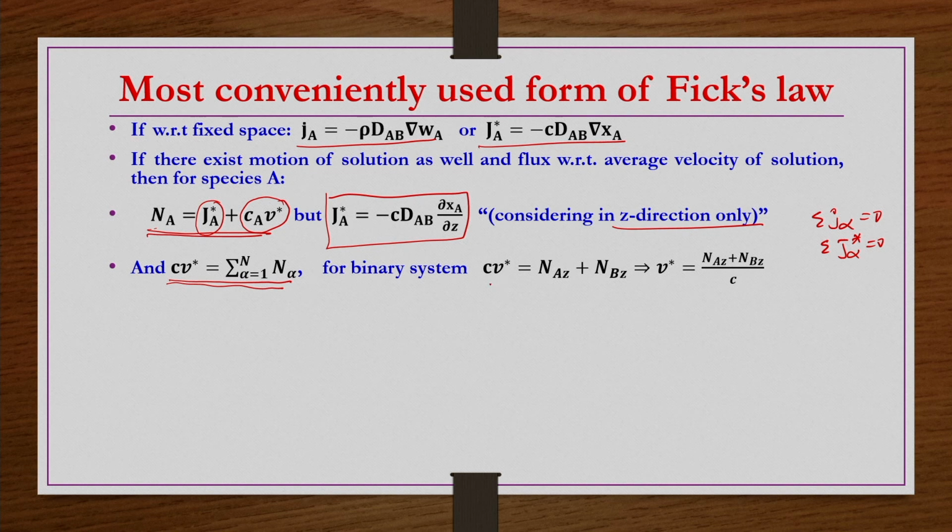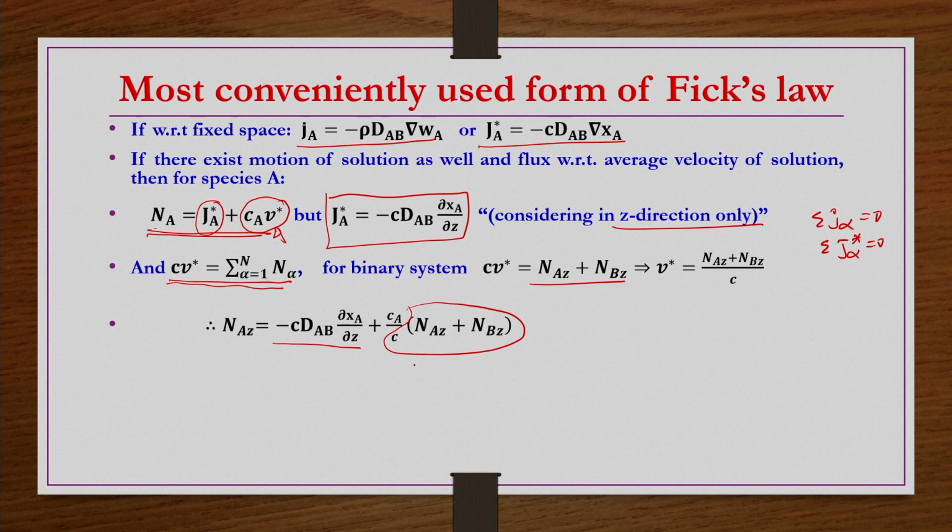So, for the binary components, sigma n alpha is nothing but NAZ plus NBZ, we are taking only in the Z direction for simplicity. So, V star we have NAZ plus NBZ by C. So, this we can substitute here in place of V star, then we have NAZ is equals to, in place of capital J A star minus C DAB dou XA by dou Z plus CA by C NAZ plus NBZ, because this CA and then whatever remaining multiplied by this thing is there, that is nothing but your V star. So, CA by C we can write as XA.